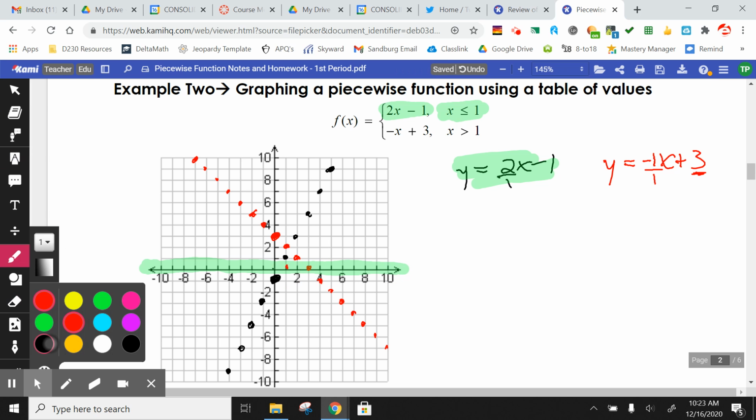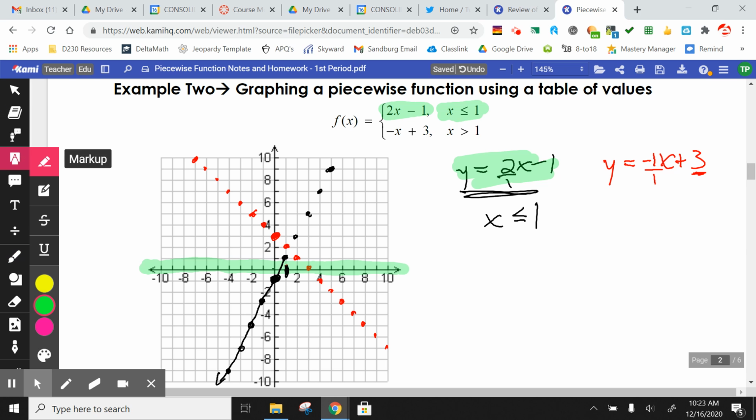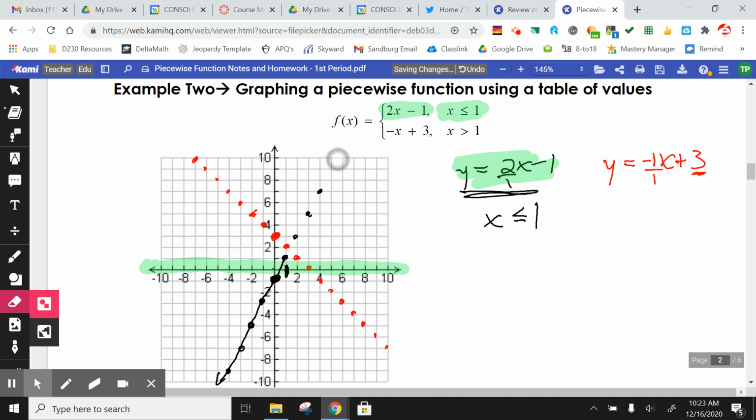Oops, let me do this in black. We only want this line for all x values that are less than or equal to 1. So I want this one, and I want all of these guys. So I'm going to connect all of these. But notice how this x value is not less than or equal to 1. This is not less than 1. So what I would then do, long term, we don't want these to show up at all because our graph doesn't exist over there.